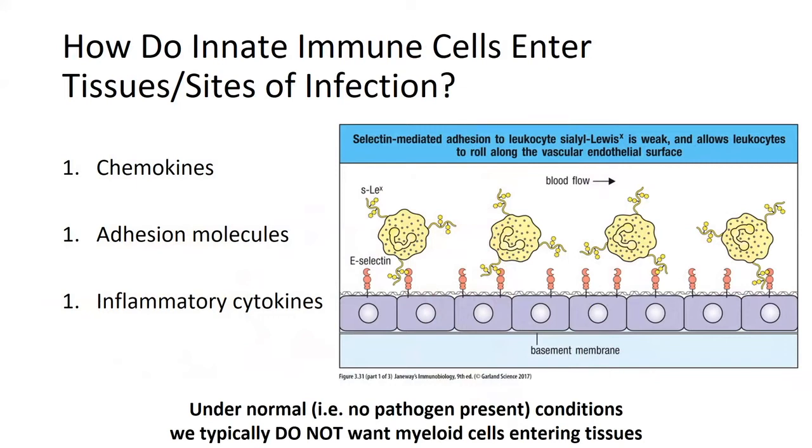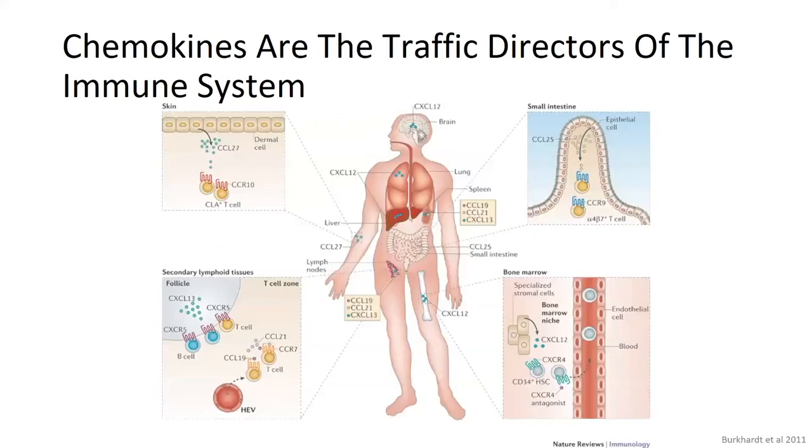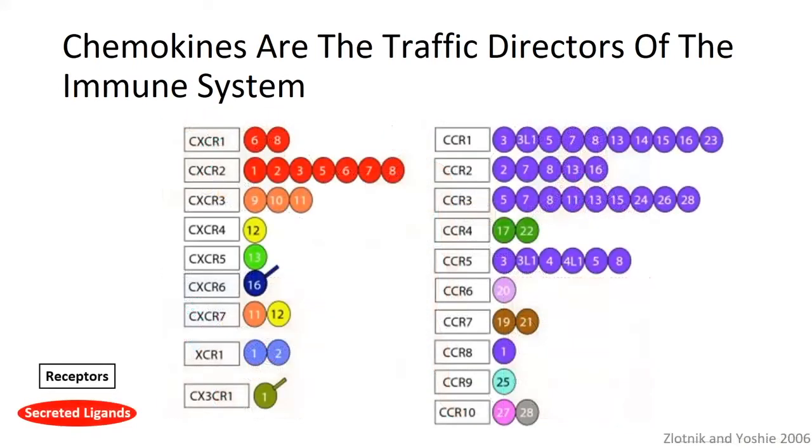And this regulation is very important because, under normal conditions, we do not want excessive numbers of myeloid cells entering tissue. That leads to problems. So chemokines are signaling molecules that are sort of the traffic directors of the immune system. They tell different types of immune cells where to go. So for example, as shown in this tissue, different organs secrete different chemokines, which then attract specialized types of cells.